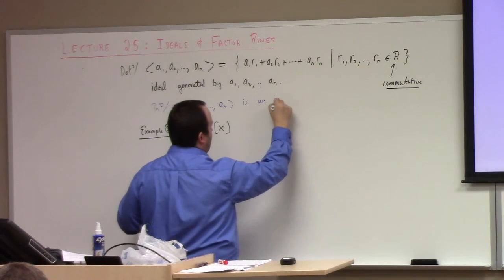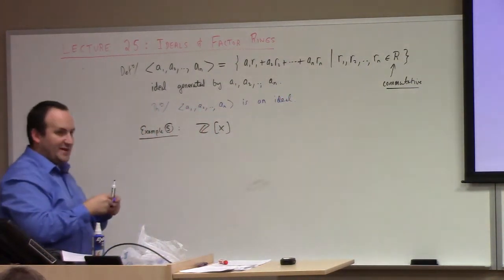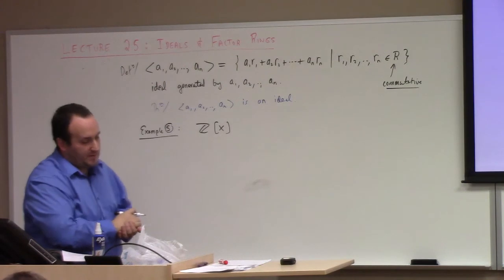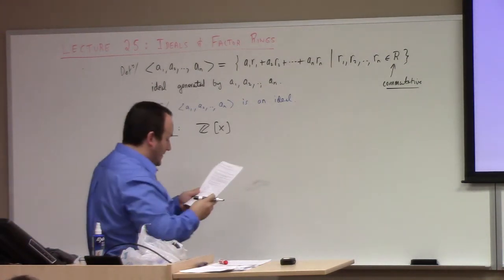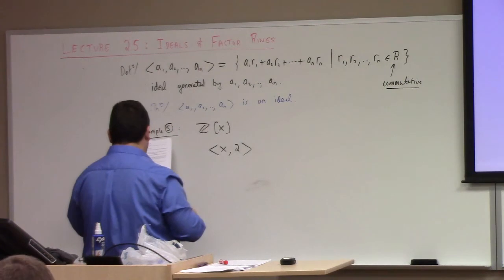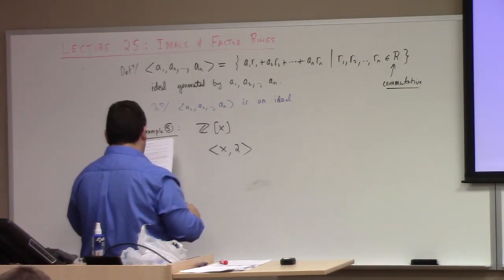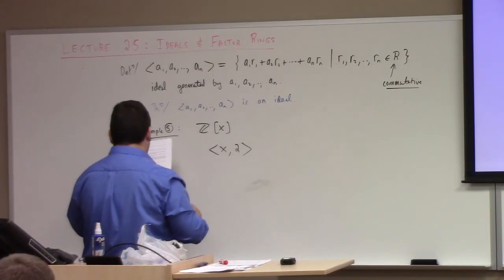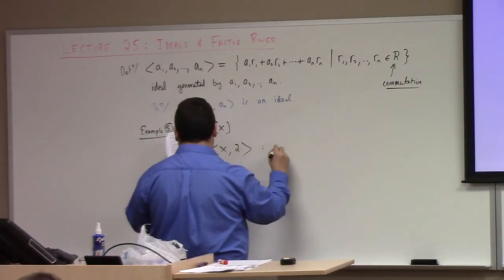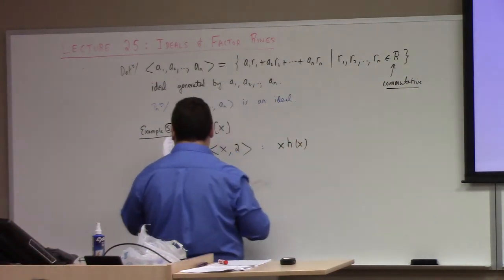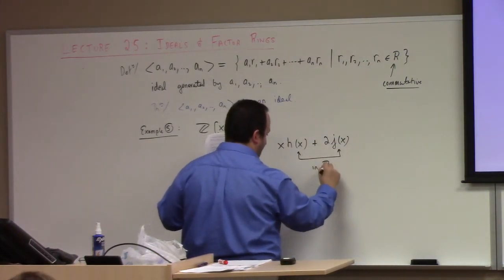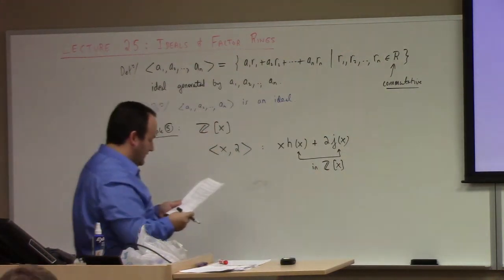That was a homework in 2016. I don't know if it's a homework this semester, I can't remember, but it's a simple, nice one. If we look at the ring of integer coefficient polynomials in x, you can actually show that the ideal (x, 2) is an interesting ideal. This has things of the form x times h(x) plus 2 times j(x), where h(x) and j(x) are in Z[x], I mean, polynomials with integer coefficients.